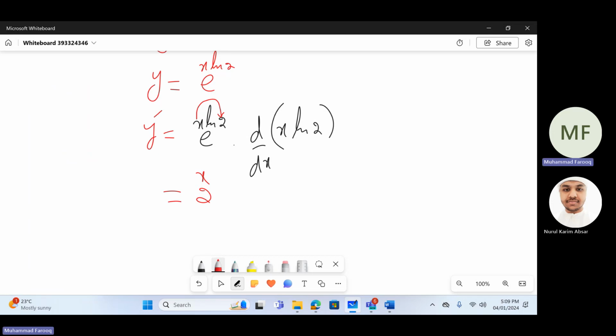Times the derivative I need. What is the derivative of x ln 2? Simply ln 2. Why? Because ln 2 is a constant. Keep it as it is. And what is the derivative of x? 1. That's it. This is y prime. I can't reduce it from the first, but you can use another rule. No problem, you can use that.